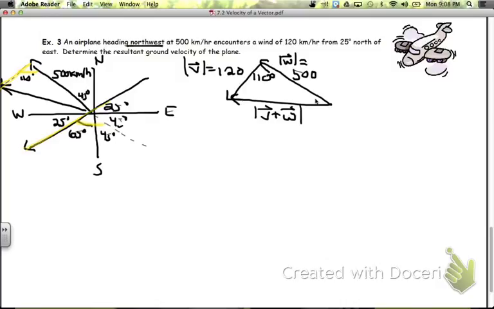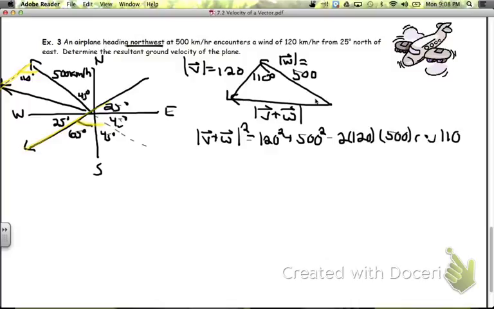So what we can use now to solve for V plus W is our cosine law. We have V plus W squared is equal to 120 squared plus 500 squared minus 2 times 120 times 500 cos 110. When I do all my calculations and then take the square root, V plus W is going to be equal to 552.7 kilometers per hour.